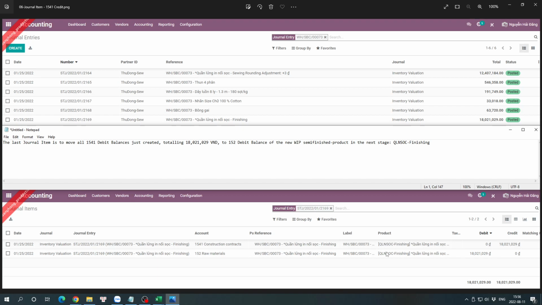Well, that's what it is, all right? The system is set up that way. Keep in mind, 1541 is just an intermediary account. What we care about, our focus is 152. This is our asset account, right? So let's keep moving.